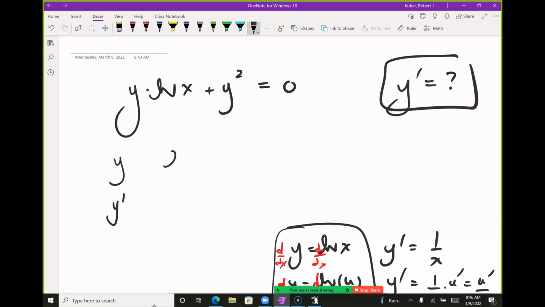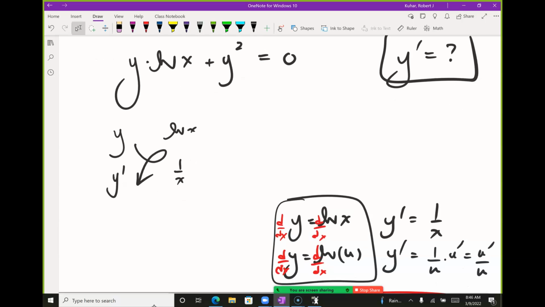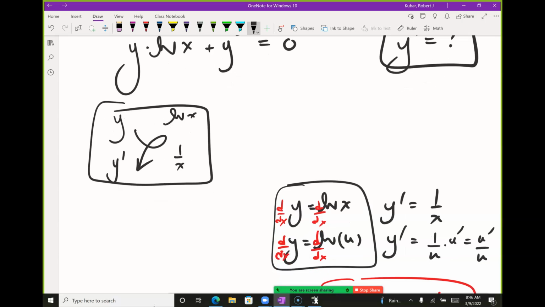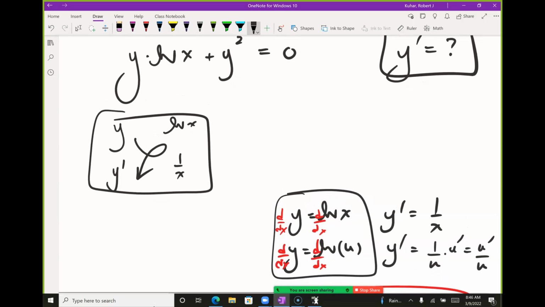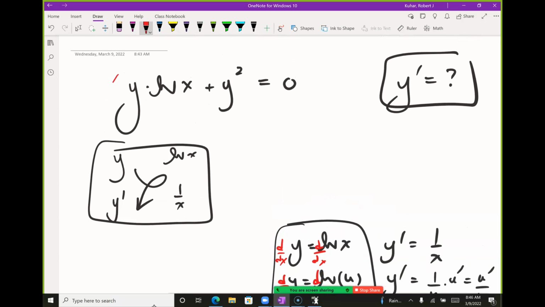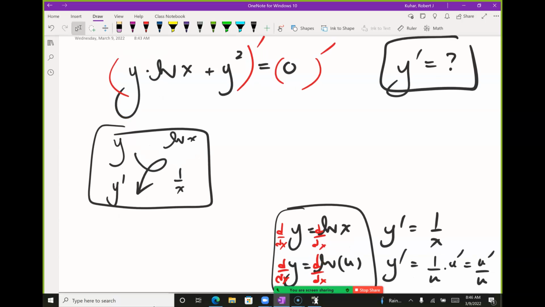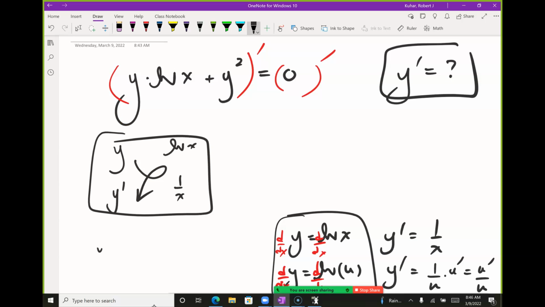So y and y prime, ln of x and 1 over x. There's my product rule. So this is my little side work here. So I'm ready to take my derivative, right? And what do I get? I get y over x plus y prime times the ln of x plus 2y y prime equals 0.